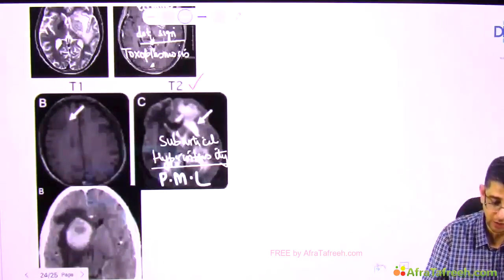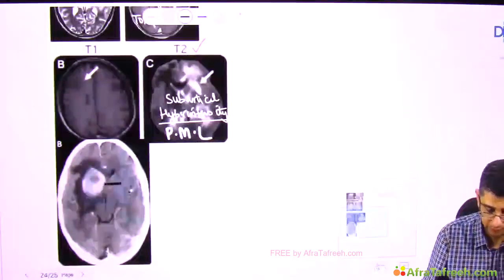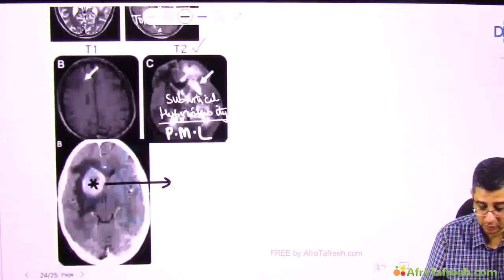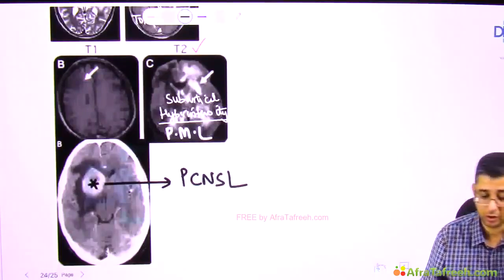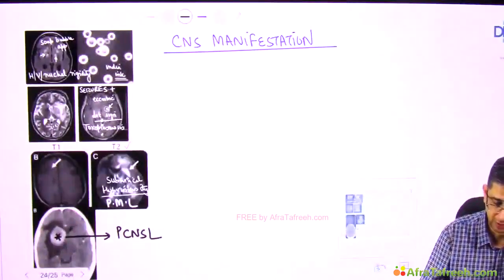And in the last image, you can notice that I have shown a lesion which is like a space occupying lesion. You can see a huge lesion present, and it is associated with perilesional edema. So this would be a primary CNS lymphoma, PCNSL, which is a non-Hodgkin's lymphoma. So there are four aspects from the CNS manifestations that we just quickly have to go through.